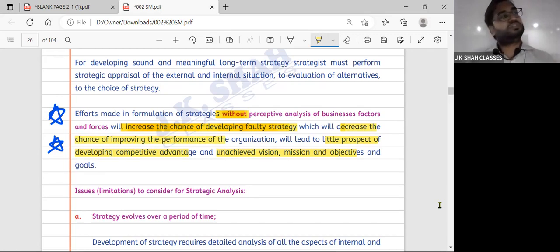You all understood this? On the other hand, if you come up with a proper analysis, this will result into what? Formulation of a good strategy. And this good strategy will result into achievement of vision, mission, goal, objective. Will you achieve competitive advantage? Yes. You all understood this. Any doubts up to this point?